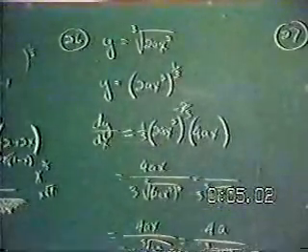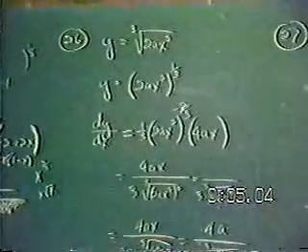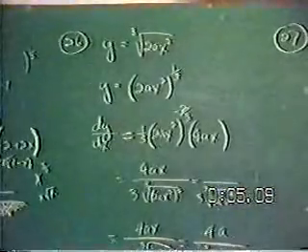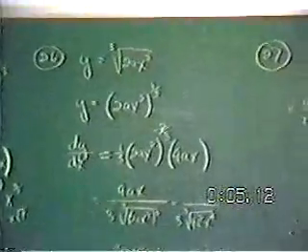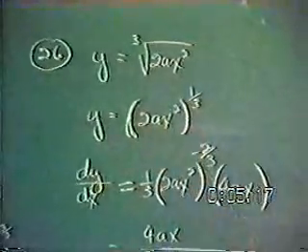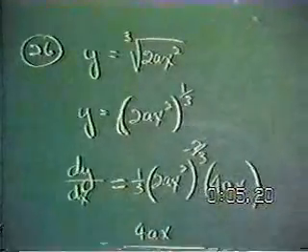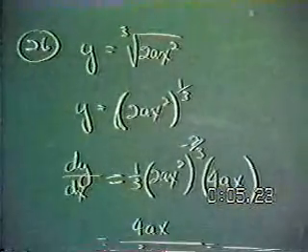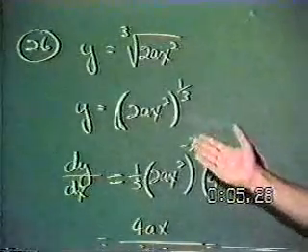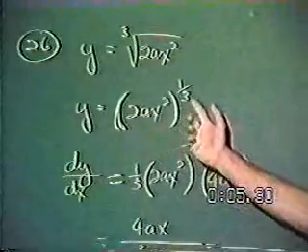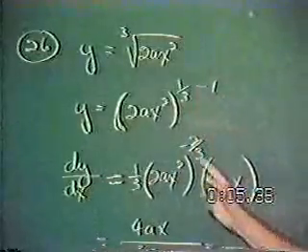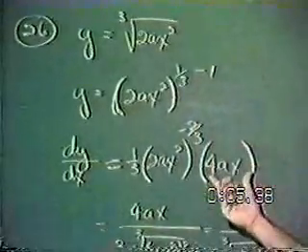Example 26 says that y is equal to the cube root of 2ax squared. Okay, so the first step, when you have cube roots and square roots, is to write this in parentheses to a power. So we now take the derivative of the parentheses to the 1/3 power, moving the 1/3 down in front, subtracting 1 here, we get a minus 2/3, and then the derivative of the inside.